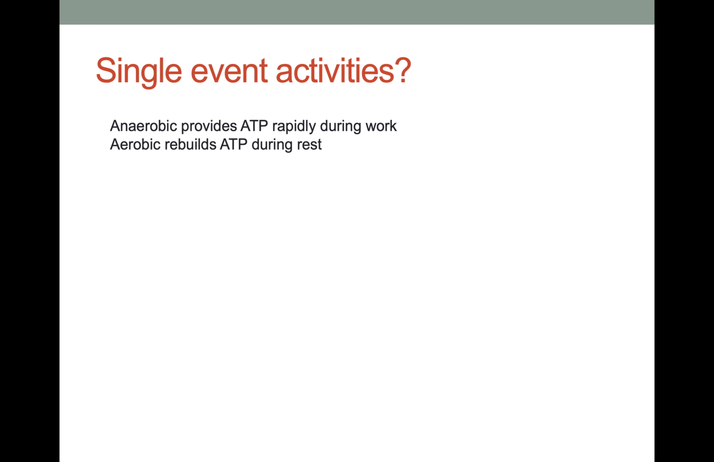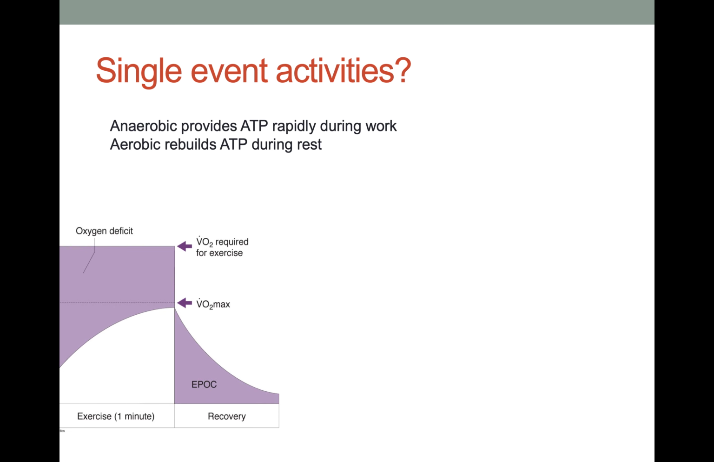So for single event activities, like a 400-meter sprint seen here, the anaerobic system is going to provide most of the ATP rapidly during the work, and the aerobic system is going to rebuild it. So here we have about a minute of exercise. So if you're really, really fast, you've run a lap around the track. You've run 400 meters. At the end of that minute, you're still breathing heavy for quite a while. And you're doing so as part of the EPOC.